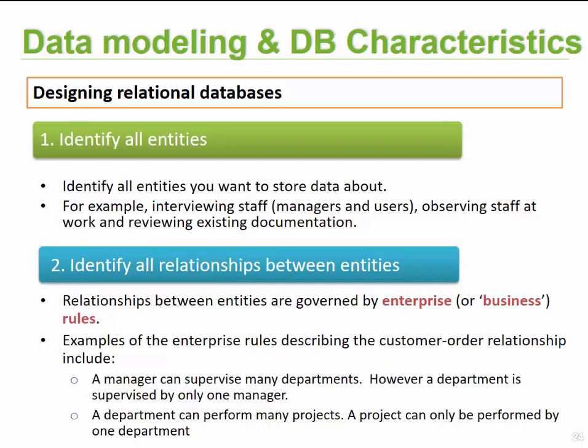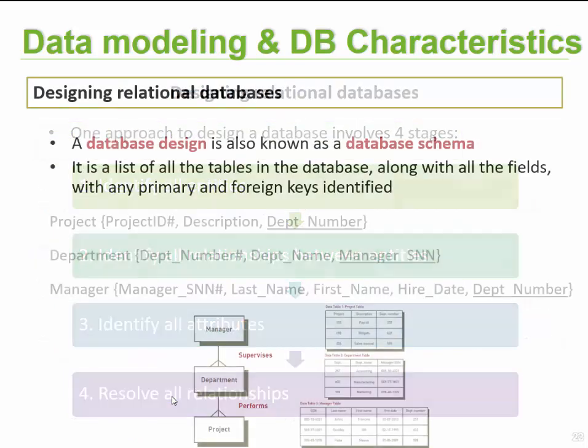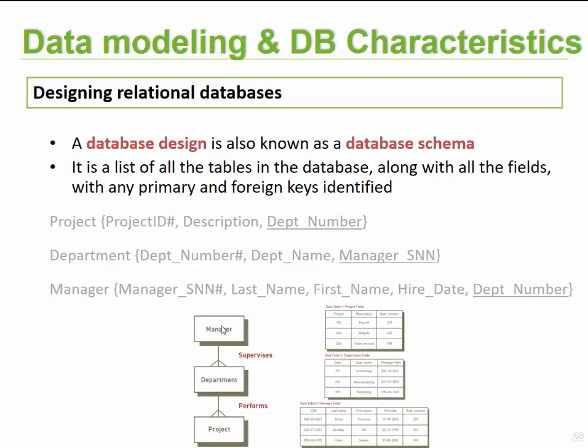The second step is to identify all the relationships. Now, the relationships between entities are governed by enterprise or business rules. So if we look at this example here, a manager can serve various departments. So manager can serve indicates many, so many departments. And then a department will be served by one manager. Let's look at the next one. A department can perform many projects, but one project is performed by one department.